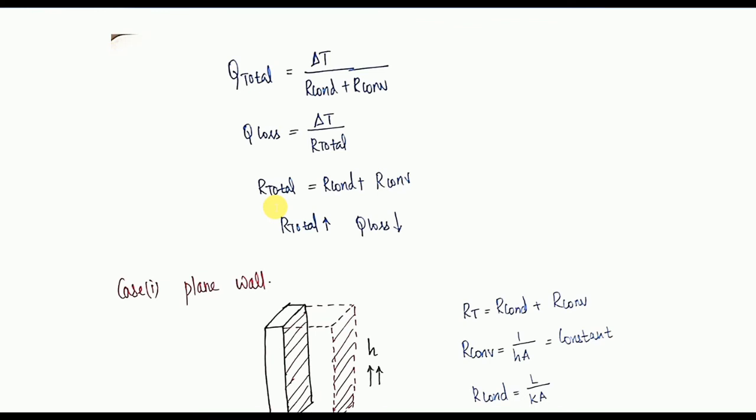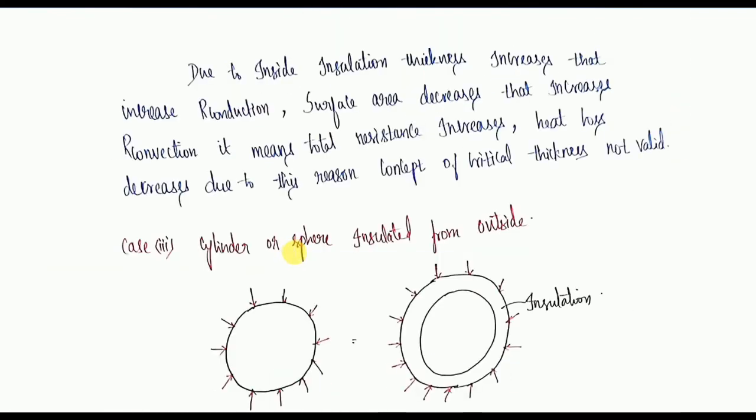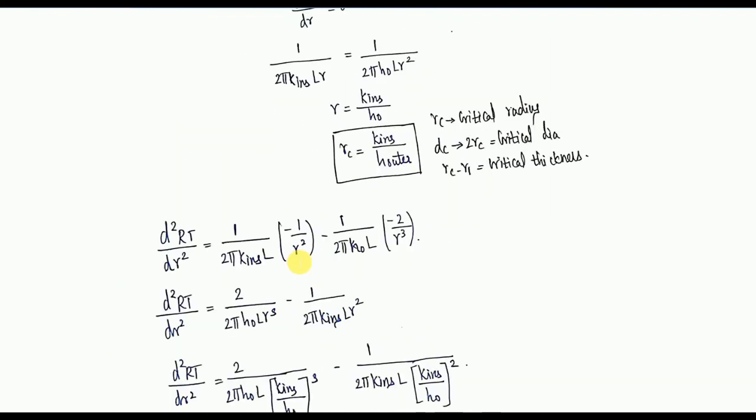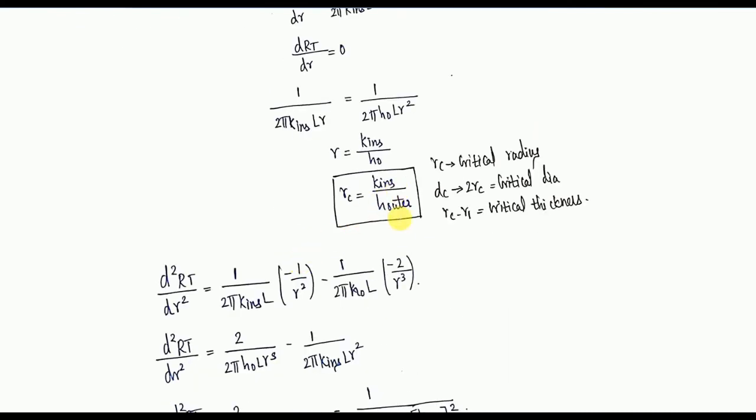We are getting that thing only in sphere and cylinder, and we are getting the heat loss decreasing only in hollow cylinder and hollow sphere, and also in plane wall the same concept, the heat loss is only decreasing. So the concept of critical thickness is not valid in plane wall and hollow cylinder or hollow sphere. Only in cylinder and sphere is the critical thickness concept valid. So that's why we are considering critical thickness in cylinder and sphere only. For the cylinder it is K insulation by H outer, and for the sphere it is 2K insulation by H outer.